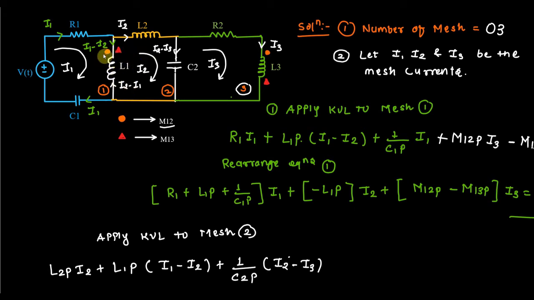You can see that this dot is in mesh 1. No, it is not in mesh 1. It is not in mesh 2. These two dots are common to both. Okay, so there are two mutual inductances.